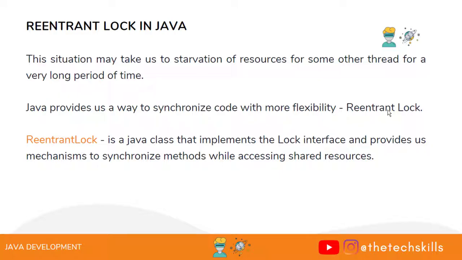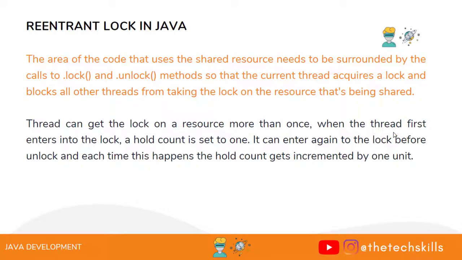The Reentrant lock is simply a Java class that is going to allow us to do operations related to synchronization. This class implements the lock interface and provides us mechanisms to synchronize methods while accessing shared resources. In our case, the shared resource is the array list, which is data pack. The area of the code that uses the shared resource needs to be surrounded by the calls lock and unlock methods, so that the current thread acquires a lock and blocks all other threads from taking the lock on the resource that's being shared. So one thread gets the lock, others need to wait. Once the lock has been released, other threads can get the access to that, only one at a time.